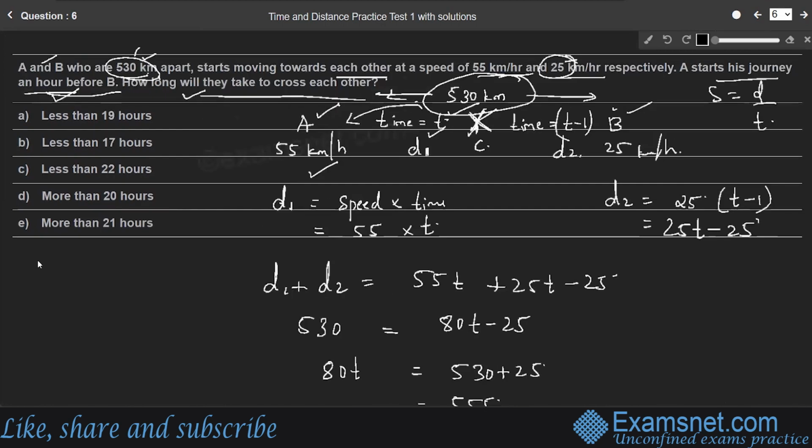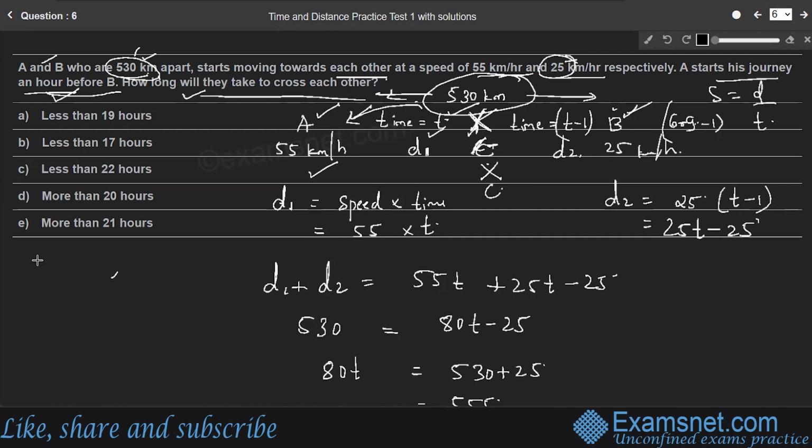So here T is the time taken by A to reach C, right? Whereas the time taken by B becomes T minus 1, that is 6.9 something minus 1 hour, which is 5.9 something, right? So the question is, how long will they take to cross each other? To cross each other means at the point of contact C, how long will they take?